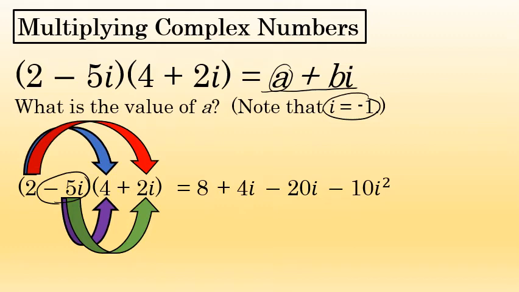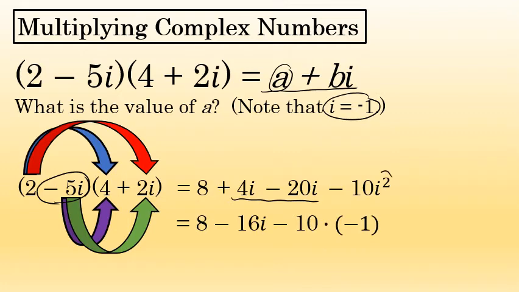i is not a real number. It's not even a variable. It represents the square root of negative 1. But when I'm doing this multiplication, I can treat it as if it were a variable. The big difference is that on the next step, I can combine 4i and negative 20i to get negative 16i.